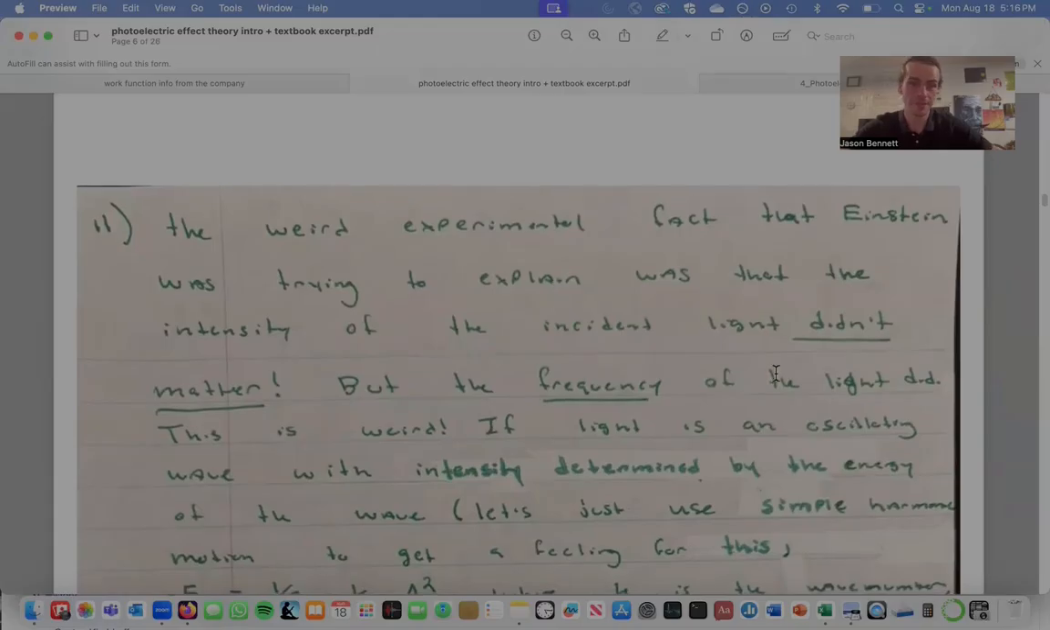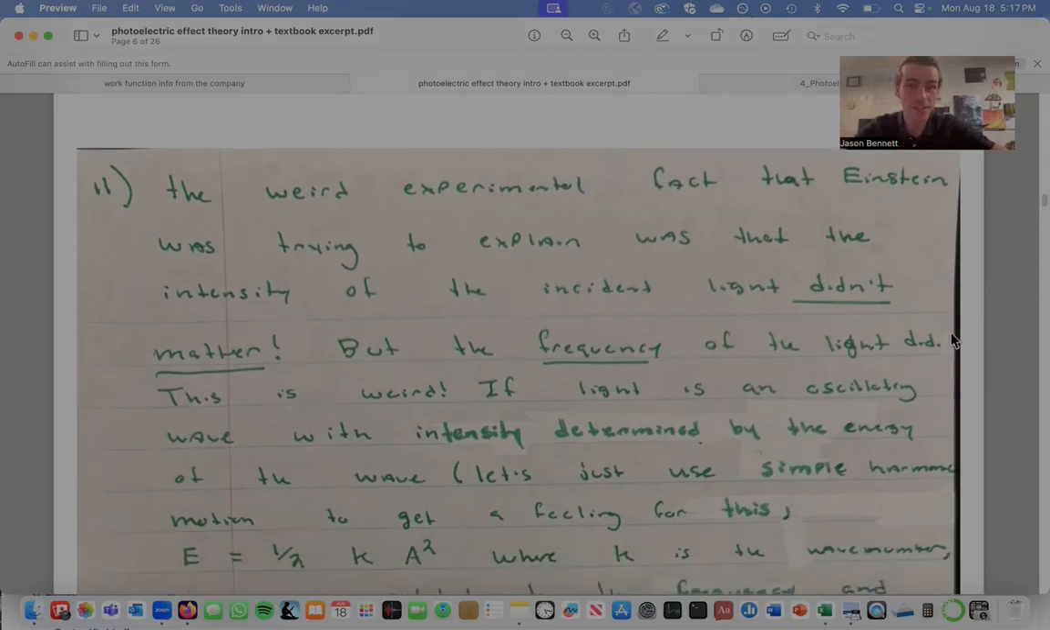But something weird happened. The weird thing that happened was if you shine brighter and brighter light on the metal, nothing changes. By nothing changes, I mean you don't see any increase or decrease in the current of the emitted electrons. However, if you change the frequency of light, i.e., the color, if you shine red light versus blue light on the metal, that will cause a different current.